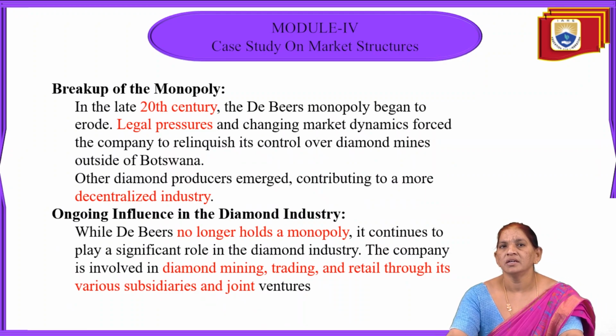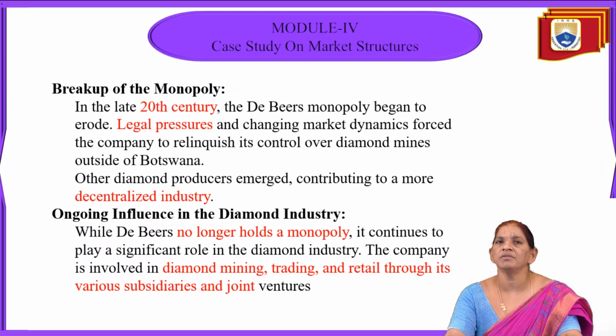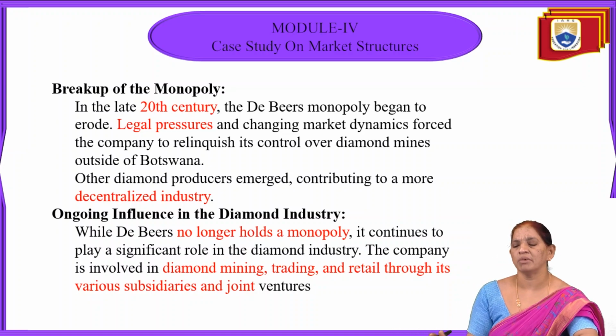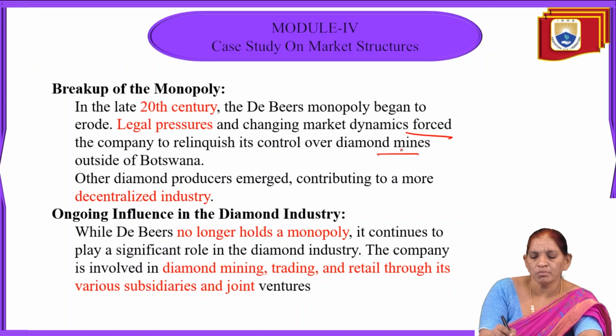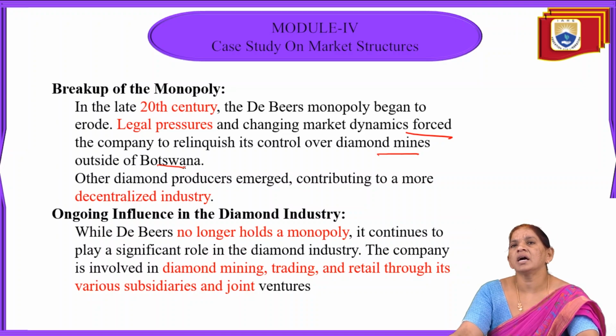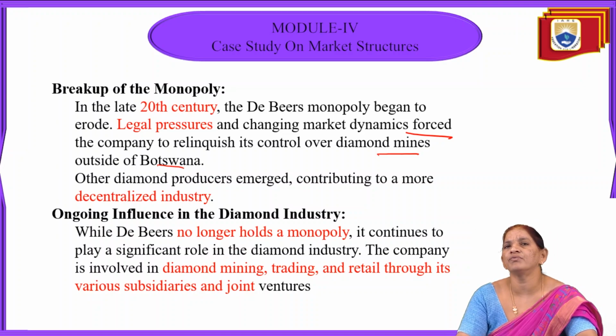Due to these factors, which had an impact upon the diamond industry, the government interference and the regulatory frameworks and scrutiny taken by the authorities, in the 20th century the De Beers monopoly was broken up, and legal pressure and changing market dynamics forced the company to relinquish its control over diamond mines outside of Botswana. It means it has its diamond mines in an area called Botswana.